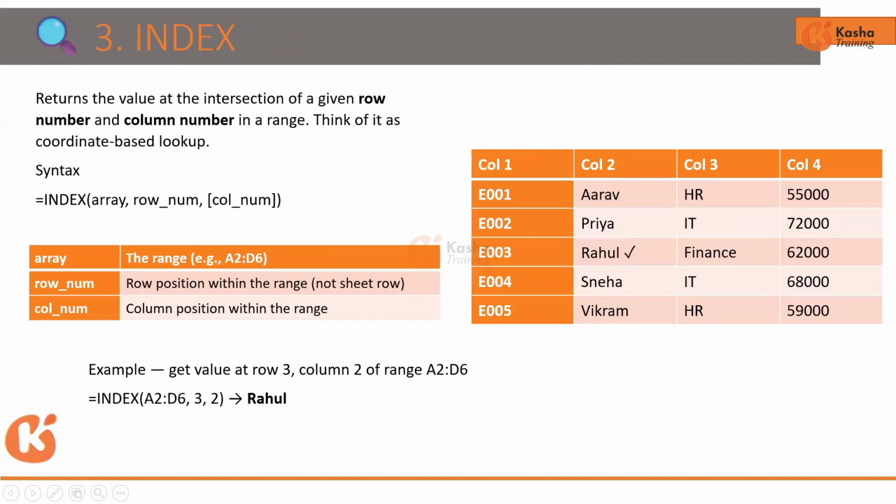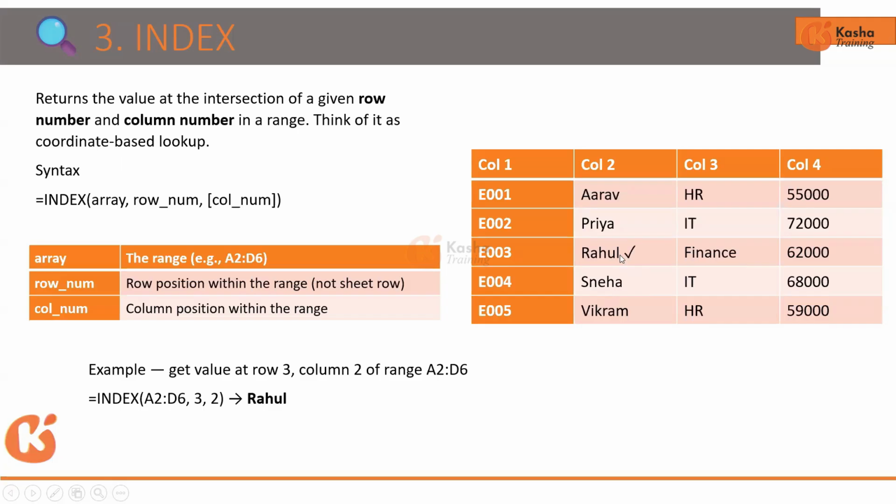So now there is INDEX. Now let's see what INDEX is. INDEX returns a value at the intersection of a given row number and a column range. So it's basically the intersection of a row and column, and that's what is going to give you the value. For example, here, get the value at row 3 and column 2 of range A2 to D6. So this is row 3 and column 2.